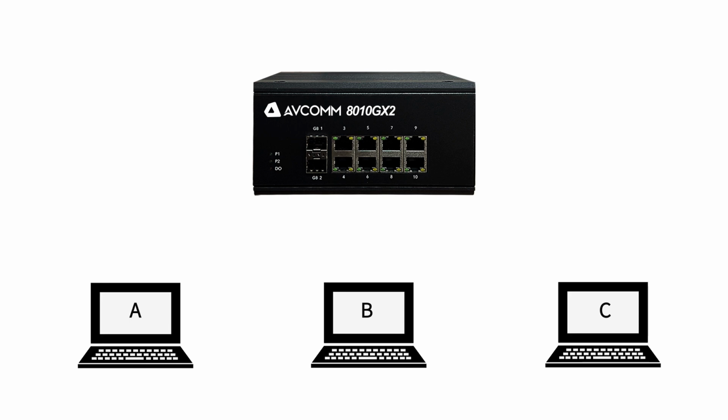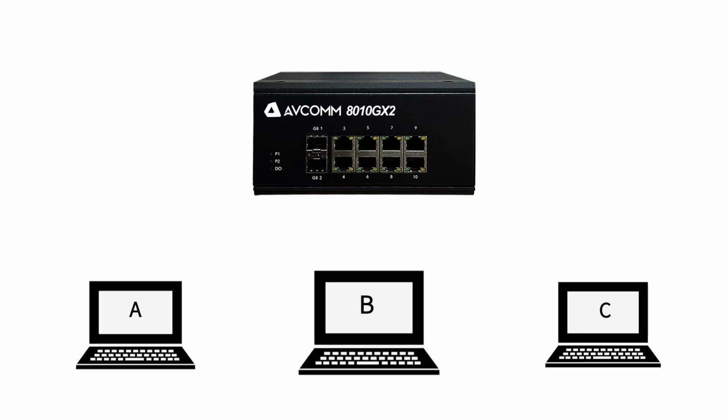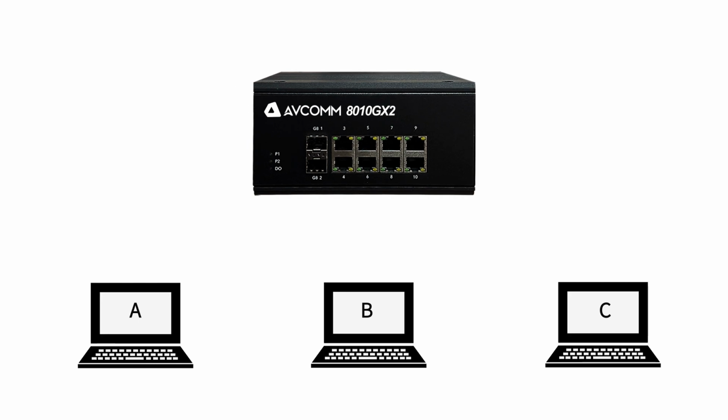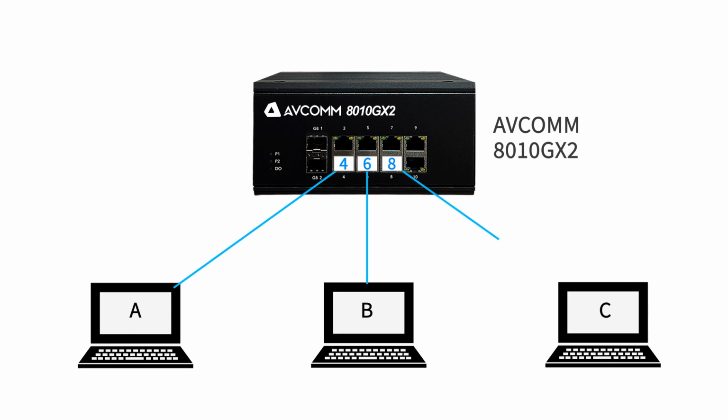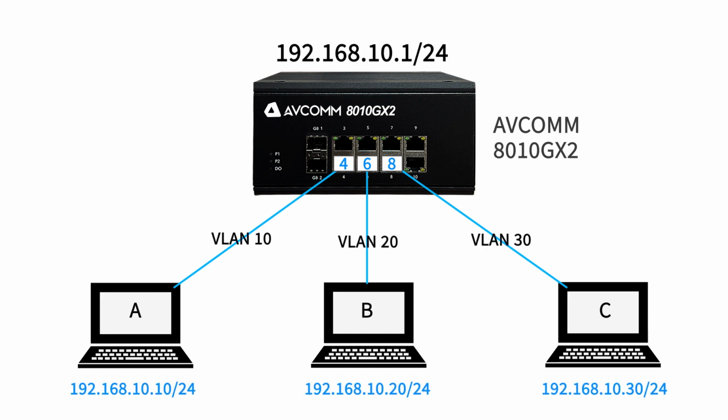First, to build the simulation for the configuration, you need at least 3 computers and a manageable Ethernet switch, which we are using today, is a VCOM 8010GX2. Power up all devices and connect your computers to your desired ports via Ethernet cable. Here we are using ports 4, 6, and 8 of the Ethernet switch for our computer A, B, C respectively. We are going to use the same assigned port throughout the process for our configurations.